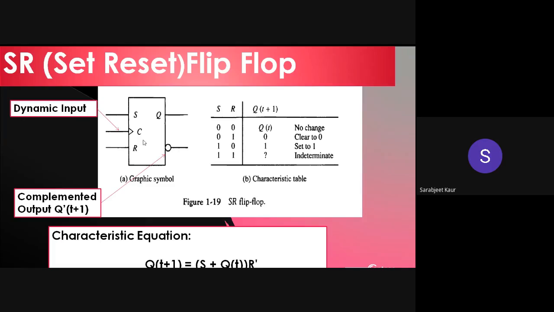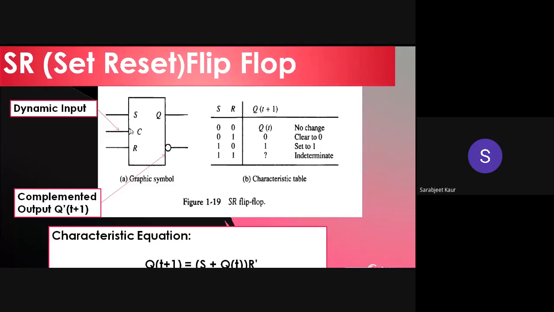Now, what is the significance of the clock signal or this input? The significance is that these flip-flops are generally also known as clocked sequential circuits. Why are they called like that? Because these sequential circuits operate whenever they are supplied a clock pulse. Whenever we give them a clock pulse, only then the state of this flip-flop is going to change.